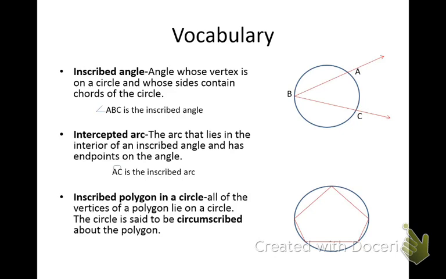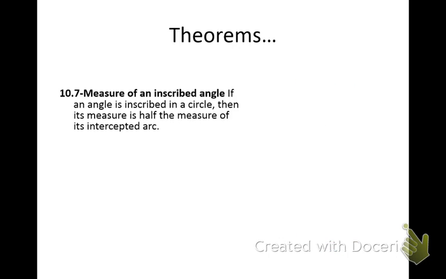Sorry. All right. So we've done inscribed triangles when we did the circumcenter. Same idea, but this is a polygon instead of a triangle. All right. Some theorems involving inscribed angles. The measure of an inscribed angle: if an angle is inscribed in a circle, the measure is half the measure of the intercepted arc. It's half the measure. So angle B would be half of arc AC.